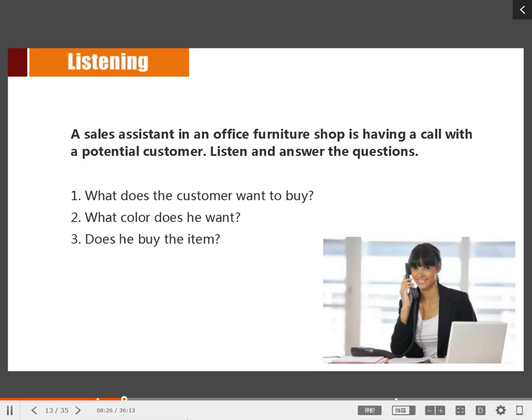Good morning, Office Design. How can I help you? Hello, I want to buy a filing cabinet that will fit under my desk. I see. And how high is your desk? It's 74 centimetres. That's very good.